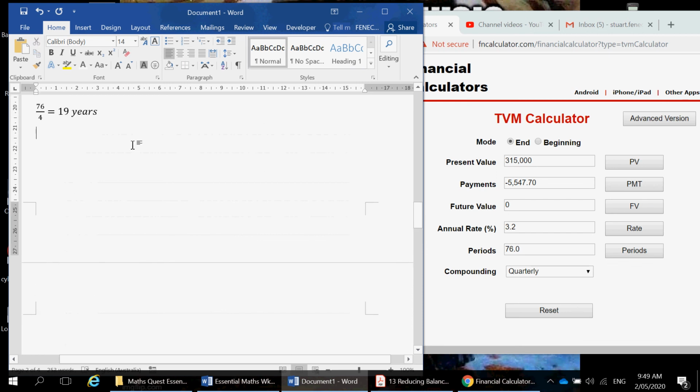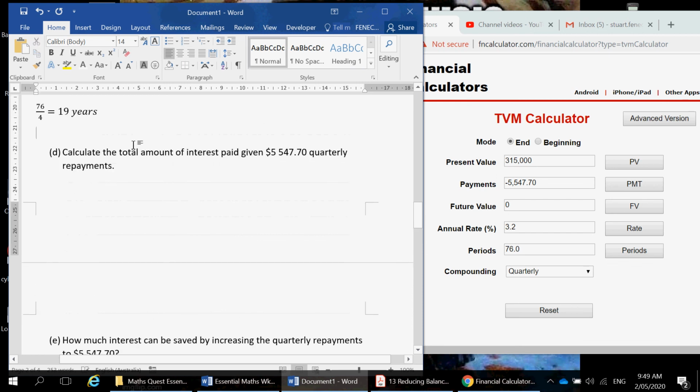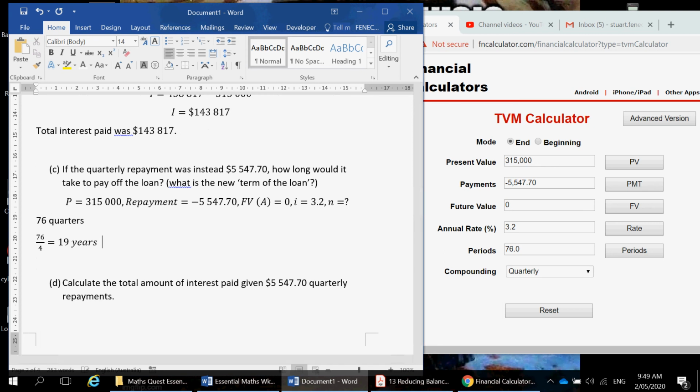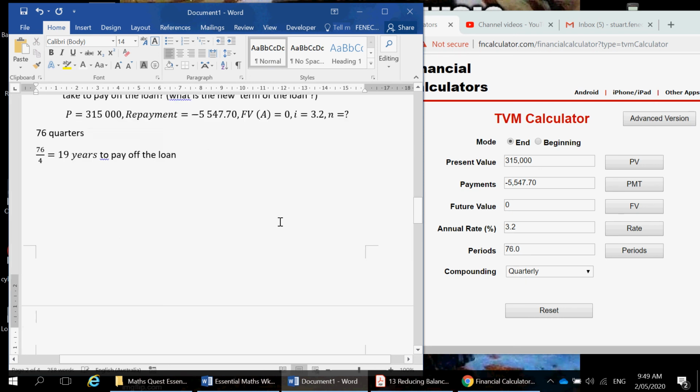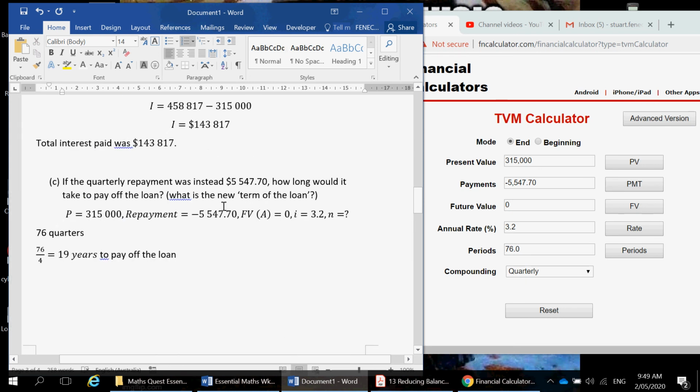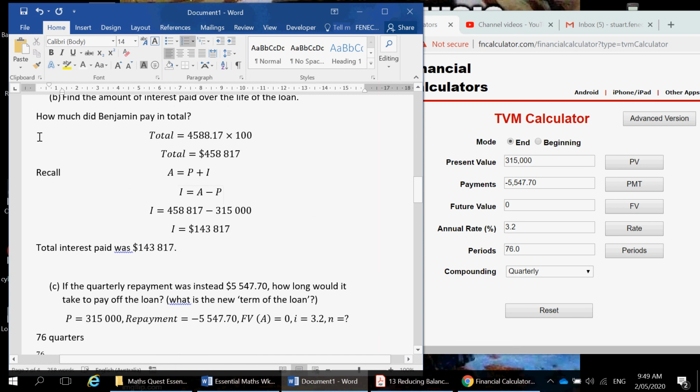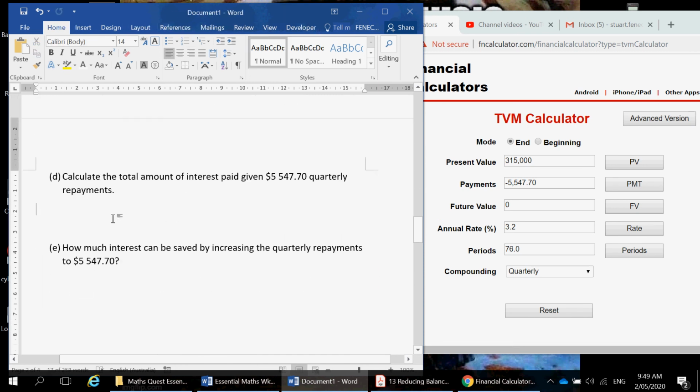So next up, 19 years to pay off the loan. Next part of this question goes, well, calculate the total amount of interest paid if you're using the new quarterly repayment amount of $5,547. So as we calculated interest before, I'm just going to copy out some of our working from last time for calculating the total amount of interest.